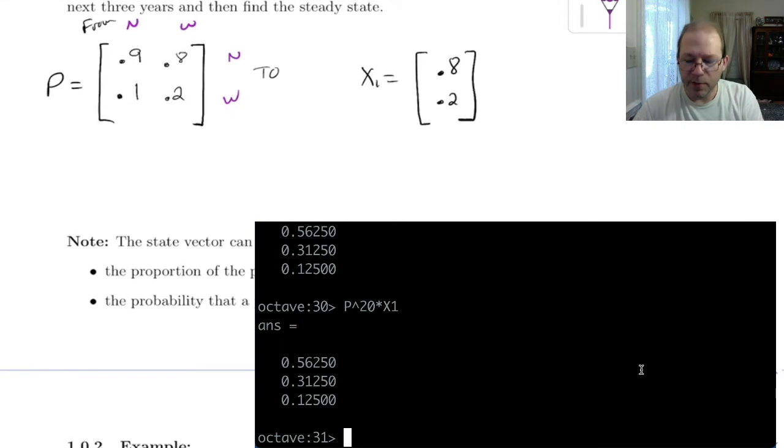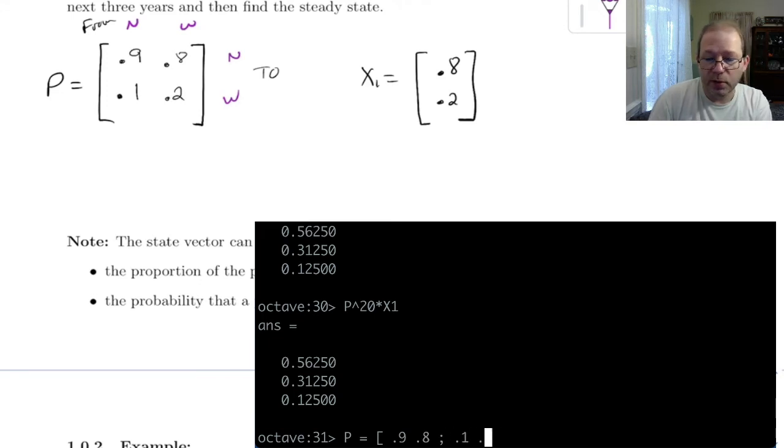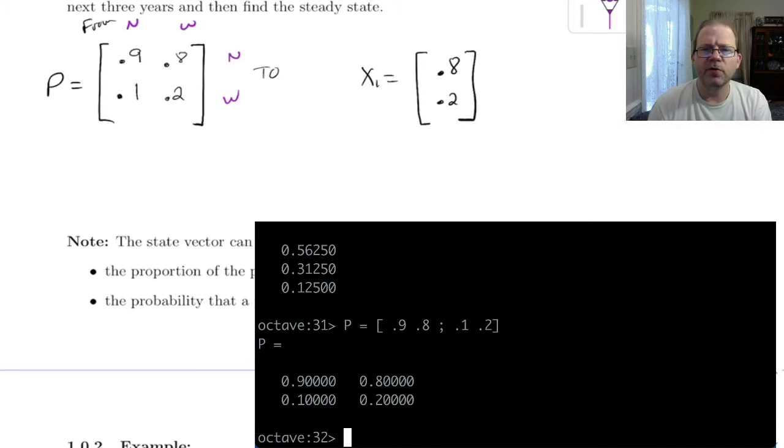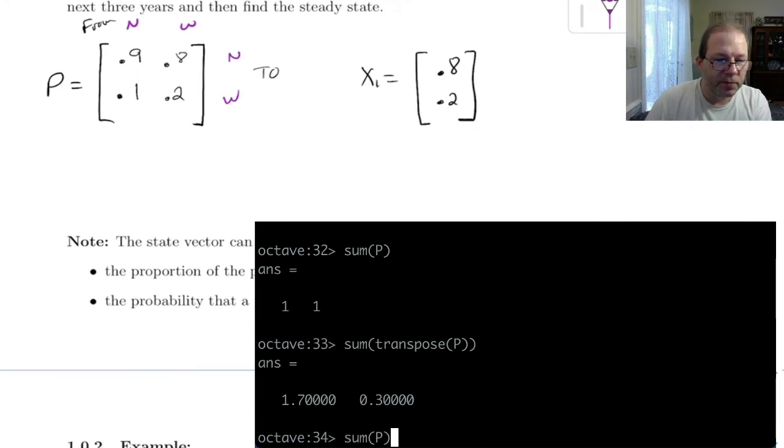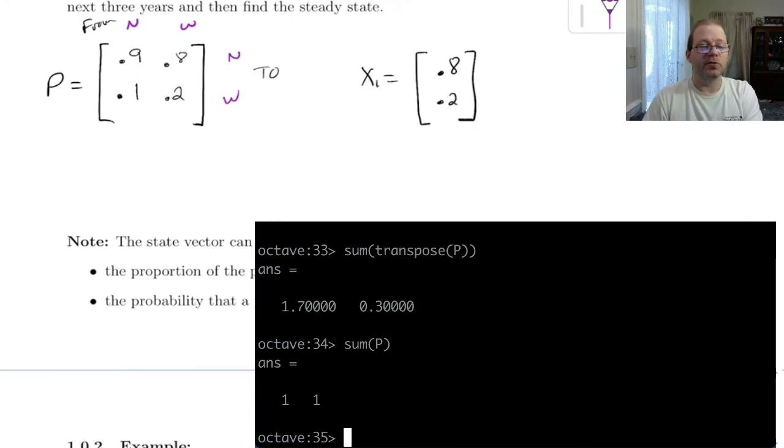All right. So I've got to put in my new P matrix. P equals 0.9, 0.8, 0.1, 0.2. And I don't know if I've shown you this before, but if you type in sum and then put in a matrix, it'll give you the column sums. So that's a good, quick way to check. If you wanted to do the row sums, the thing to do there would just be sum of the transpose of P. But the column sums is what we care about, and those both sum to 1.